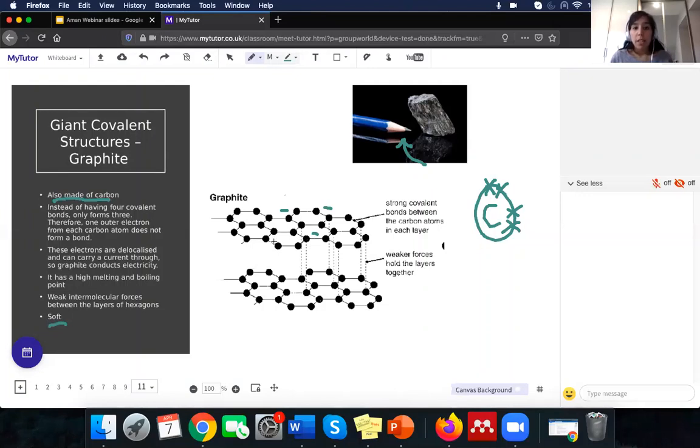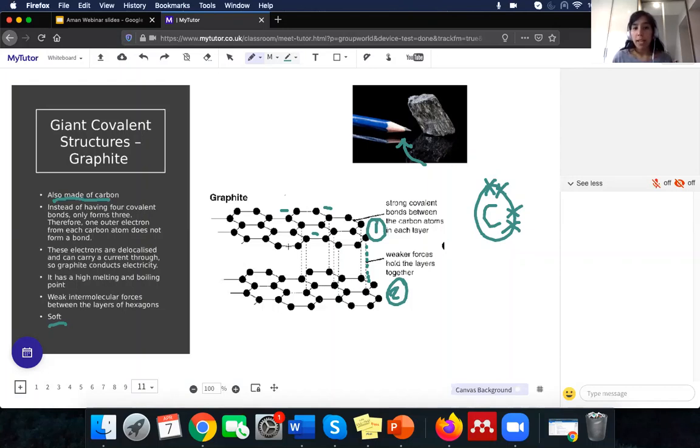And then the other thing to think about is the melting and boiling points. So with most molecules, we only break intermolecular forces. Now, there are intermolecular forces in graphite, and that is between these layers. So graphite is made of layers of carbon atoms. This is one layer here, this is second layer, and then there would be 3, 4, 5, and there would be intermolecular forces between those layers.